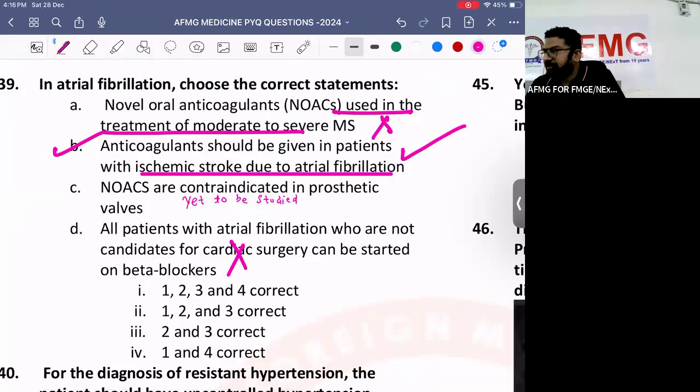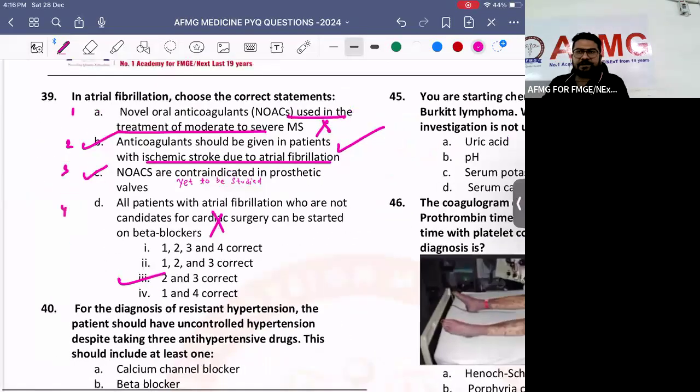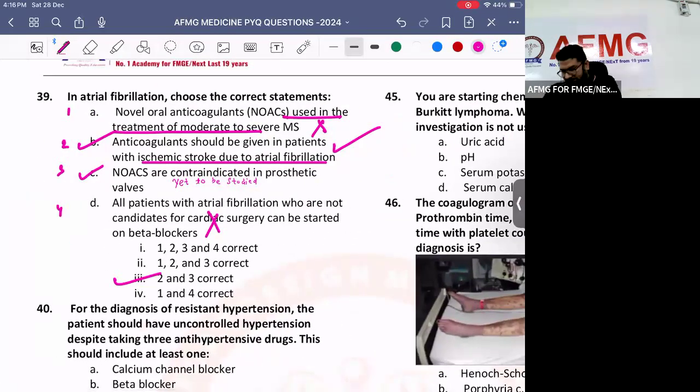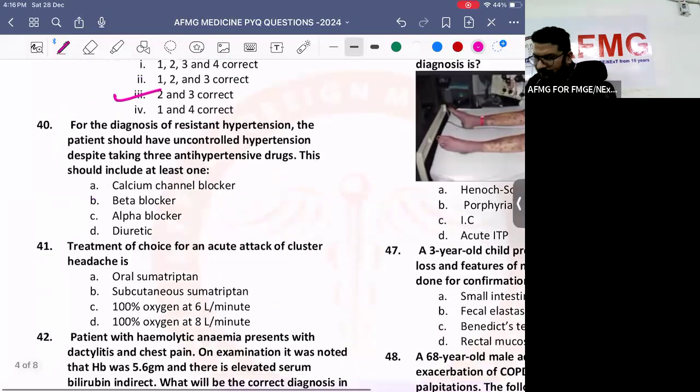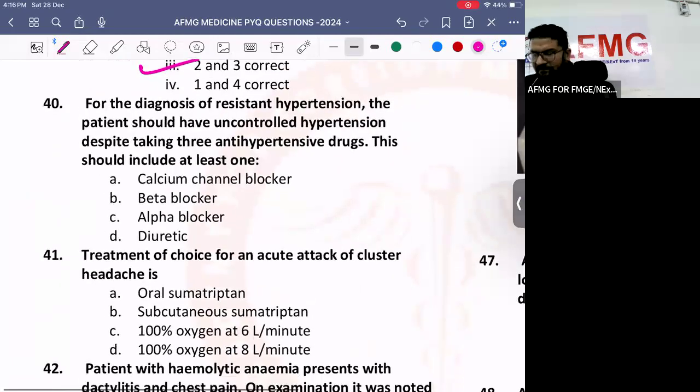So actually NOACs are not contraindicated, they are yet to be studied. So we will consider this also as a correct statement. So B and C means 1, 2, 3, 4. So 2, 3 will be correct. 2, 3 will be correct. Am I clear? Okay, tell me. Easy one. Try to answer. This is very easy.